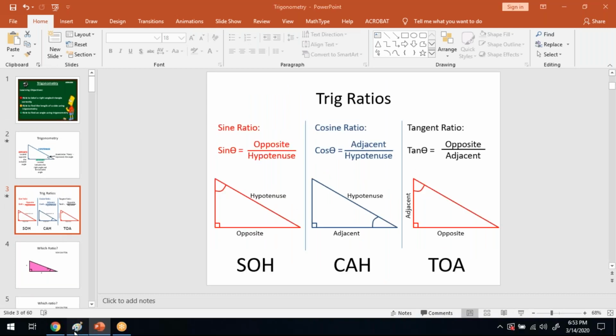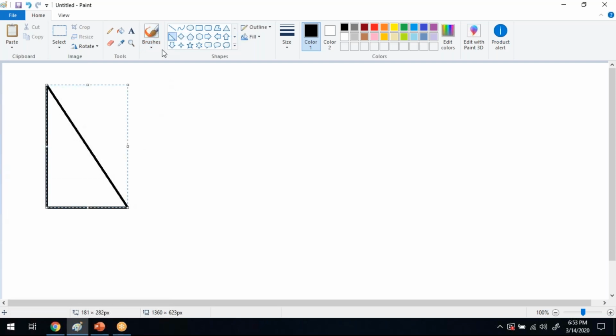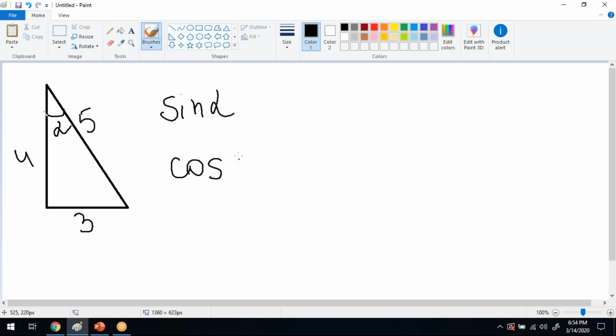For now, I understand that it's not quite clear for you. That's why I'm going to show it on one specific example. So I will draw a right triangle, and I will denote this angle as, let's say, alpha. We can call it any name. Let's say this side is 3, this is 4, this is 5. So I will write sine of alpha, cosine of alpha, and tangent of alpha.